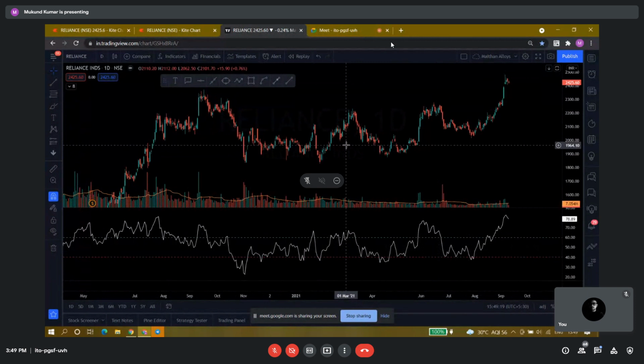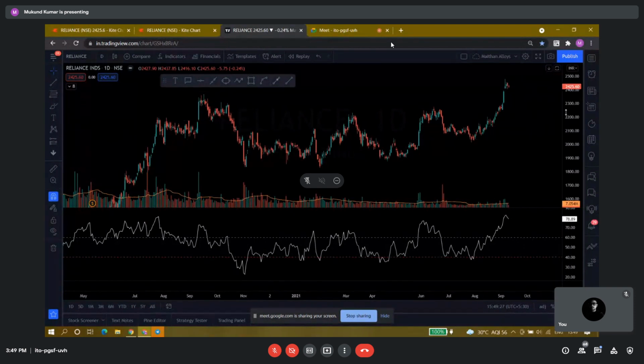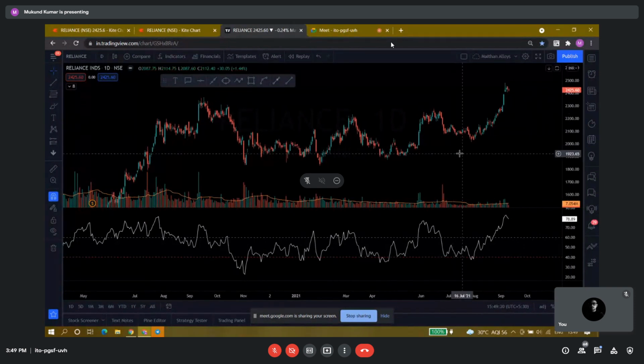Obviously, it will work on this intraday setup as well, daily trading as well, or swing trading as well. Obviously, everything, it will work on those parameters as well.